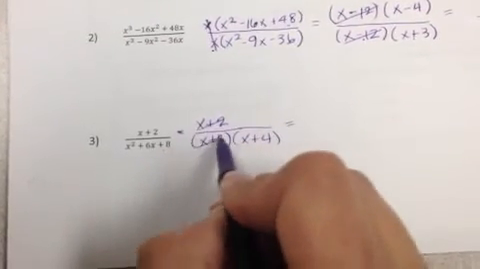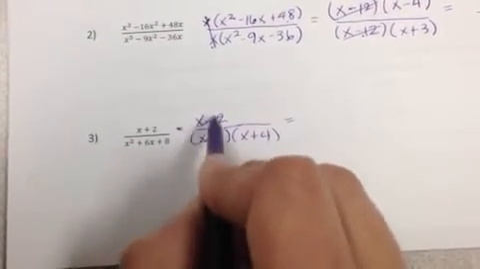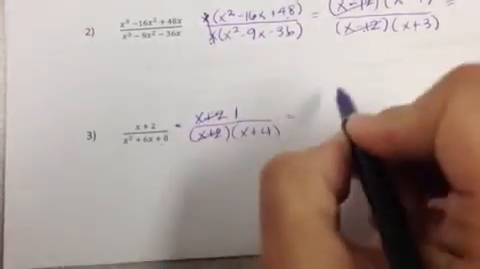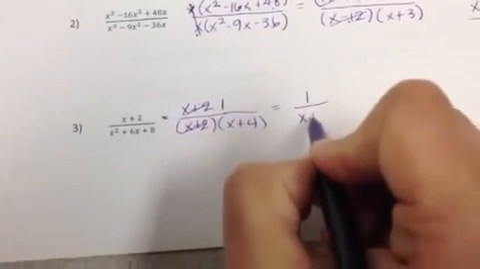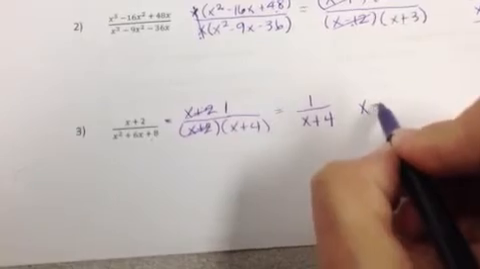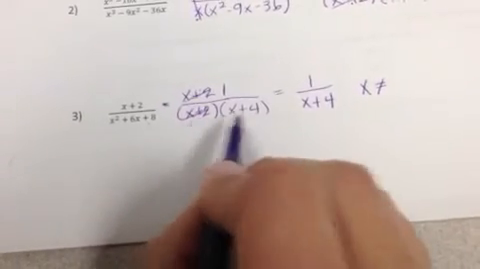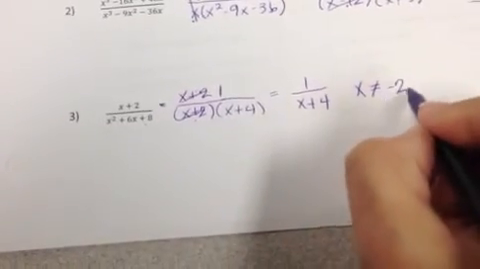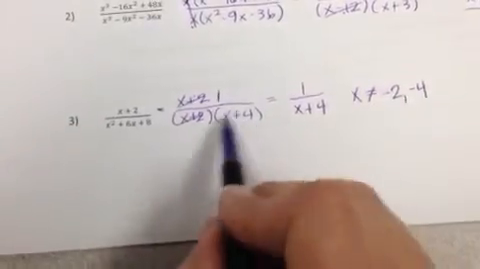I can cancel out anything divided by itself is 1. So remember, you still have a 1 there. So that's 1 over x plus 4. And remember, x cannot equal negative 2 or negative 4 because that creates a 0 in the denominator.